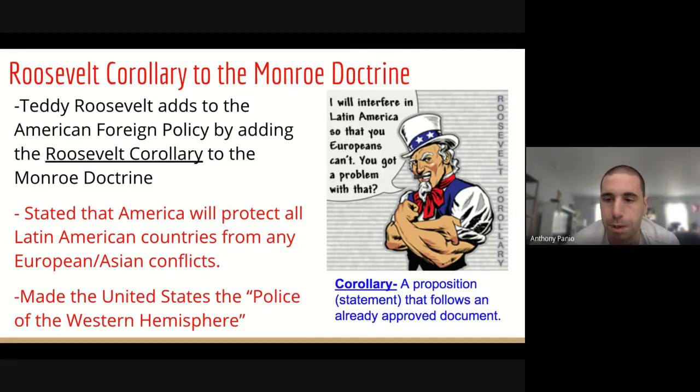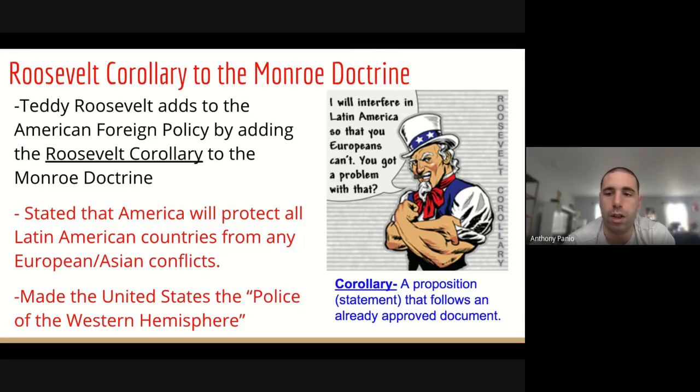Let's break down what that means. A corollary is a proposition or a statement that follows an already approved document. So when you add a corollary, it's like adding an amendment. Though it's not necessarily a change, it's just an addition.